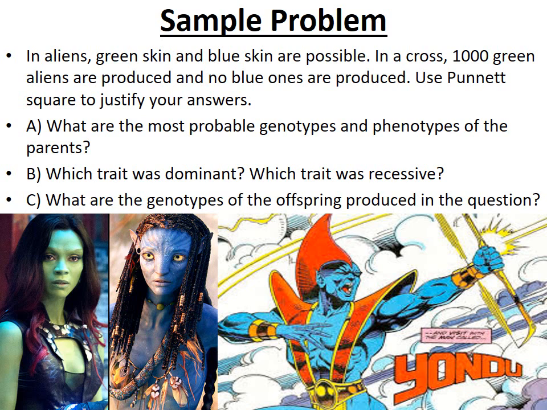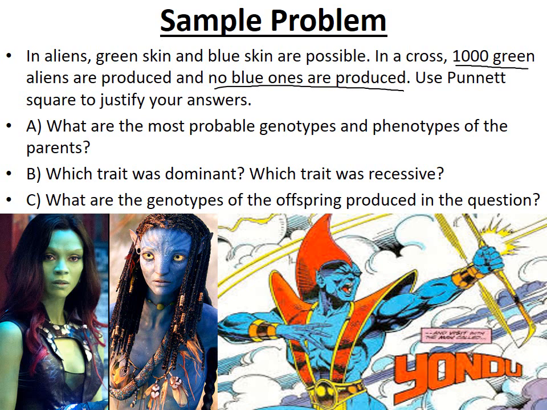So this depends on several factors. Let's say I clarified the question and I told you that 1,000 green aliens were made and no blue ones were made. And I said that you don't have any other information other than the fact that maybe these aliens might have kids, maybe they won't. So let's just say for now they didn't have any kids.